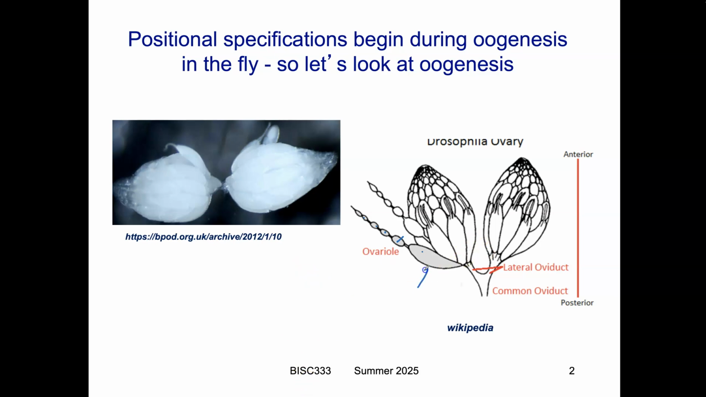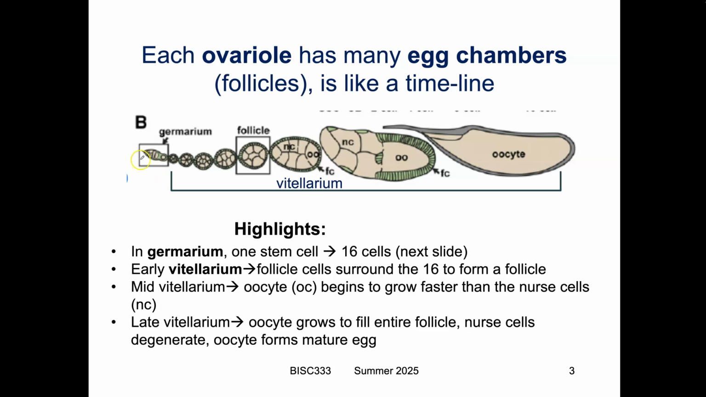But we're going to be looking at this in more detail, because each of these, as I said before, is like a timeline. You can see the process of development in a single ovariole, which is a very interesting thing. The very first part is called the germarium. It's very tiny, and this is where the stem cells are dividing. For each division, one stem cell divides to produce one more stem cell, but also one cell called a cystoblast that's going to give rise to the inside parts of all these follicles or egg chambers.